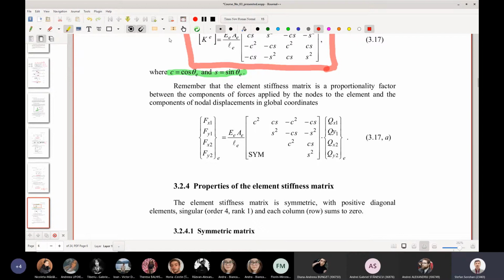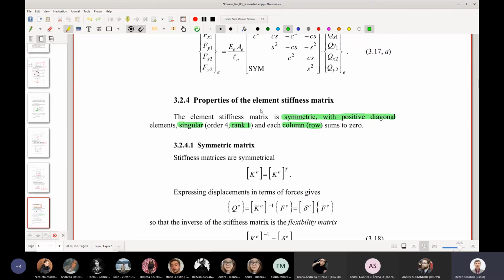And these properties are given here. The element matrix is symmetric, with positive terms on the main diagonal. The matrix is singular, and its rank is only 1. So the order is 4, but the rank is 1. And if you add the lines, the first line, this term cancels with this one, this term cancels with this one. So the sum of each row or column, because the matrix is symmetric, will be 0. So please keep in mind these general properties of the element stiffness matrix.